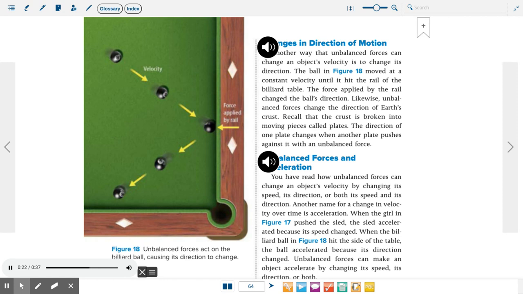Likewise, unbalanced forces change the direction of Earth's crust. Recall that the crust is broken into moving pieces called plates. The direction of one plate changes when another plate pushes against it with an unbalanced force.